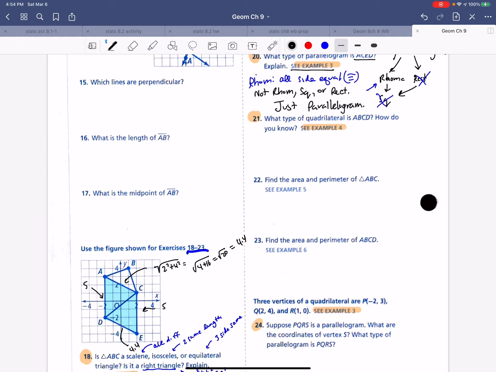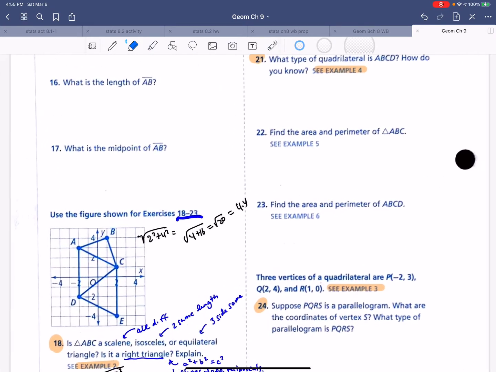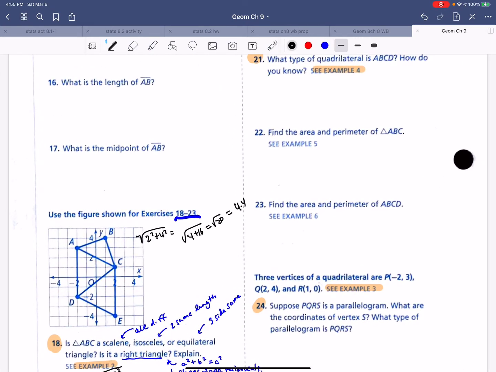All right, 21. What type of quadrilateral is ABCD? So I'm erasing this to get back to my figure. What kind of quadrilateral is A, B, C, D? So it kind of looks like kind of a jacked up... Could it be a kite? Yeah, it kind of looks like a kite if I turn my head. Okay, so let's investigate if it's a kite.